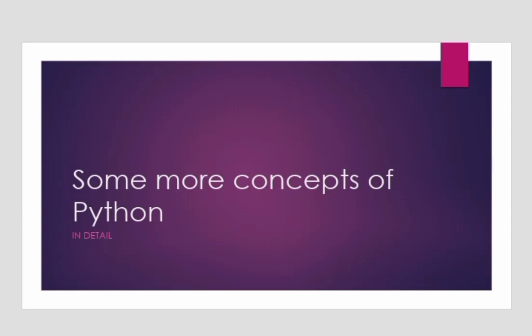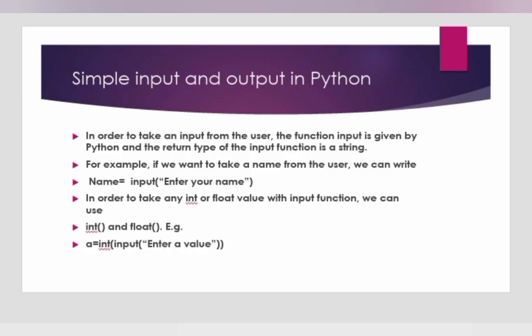So now we have to look into some more concepts of Python. In order to take input and output, we have got various functions. The important function to take input from the keyboard using Python is the input function. By default, the return type of input function is a string.